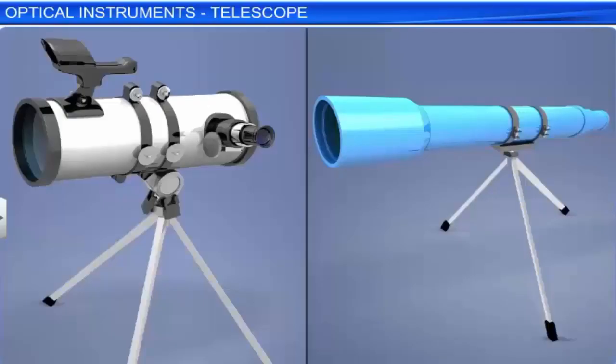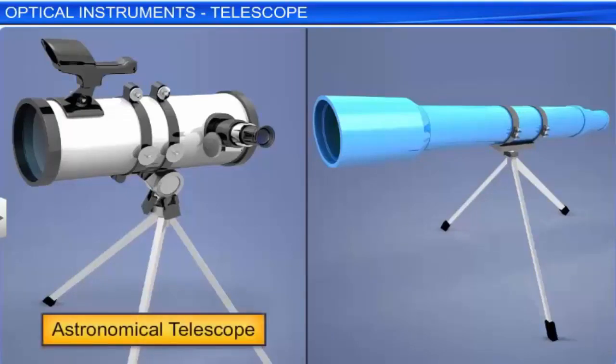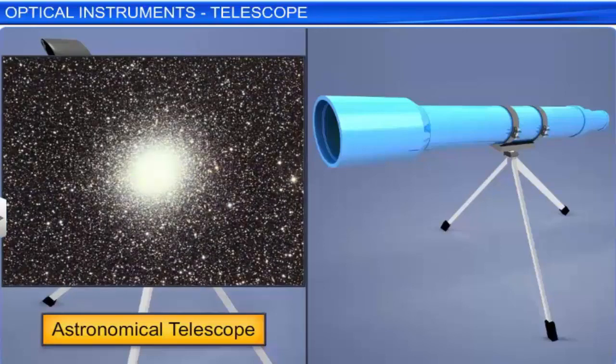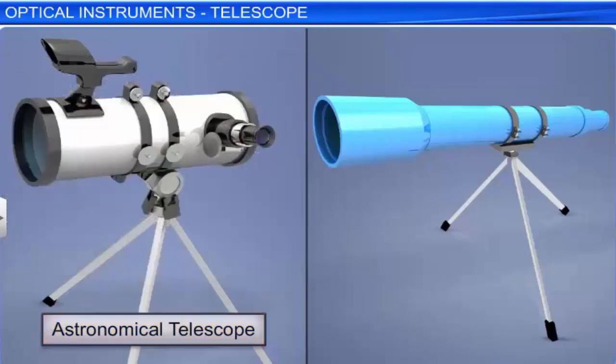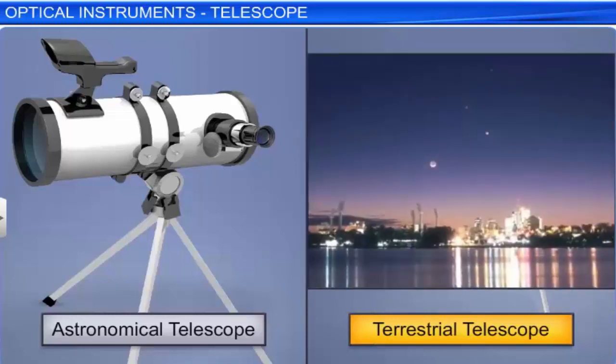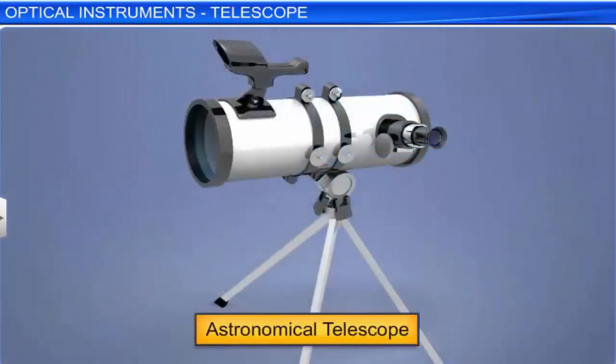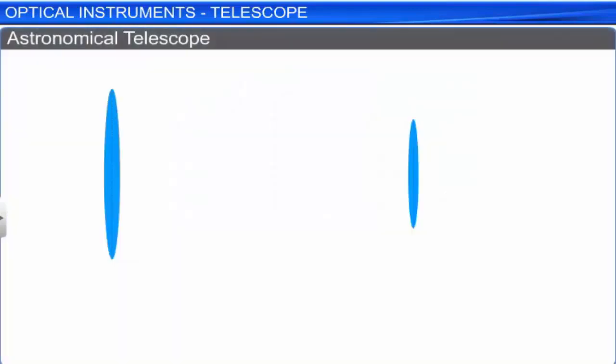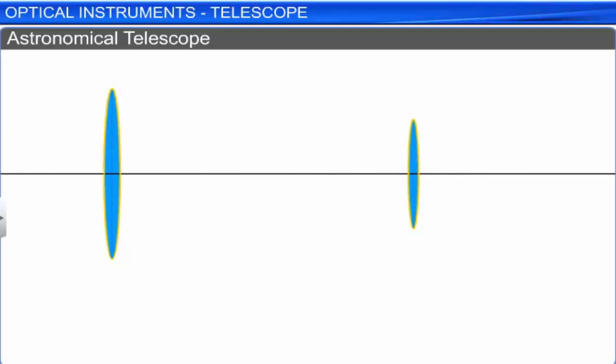The telescope is an optical instrument that is used to view distant objects clearly. The astronomical telescope is used to view celestial bodies, and the terrestrial telescope is used to view distant objects on the Earth's surface. Let us now study about an astronomical telescope, consisting of two converging lenses placed coaxially. One of the converging lenses is called the objective, which is closer to the object to be viewed, and the other is closer to the eye and is called the eyepiece.